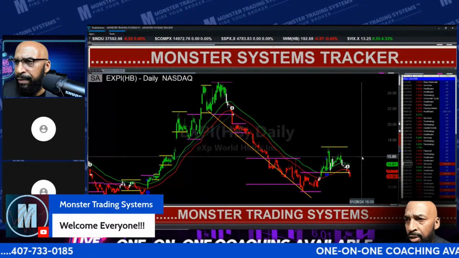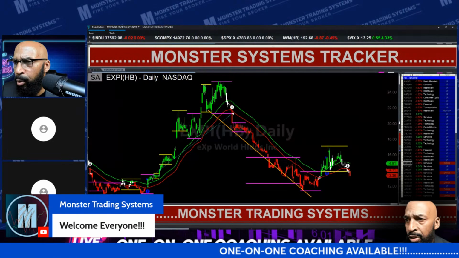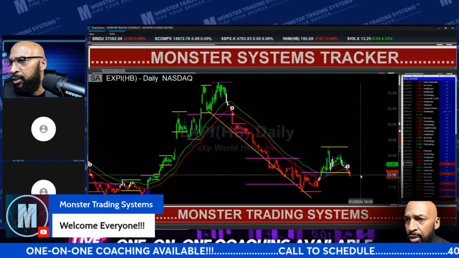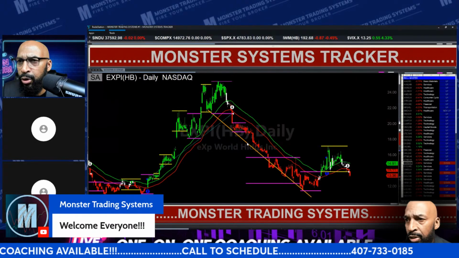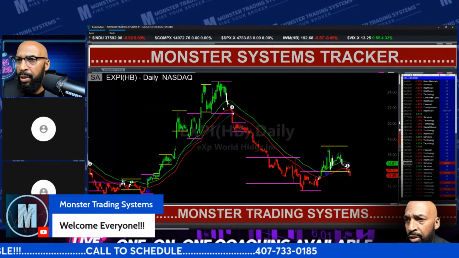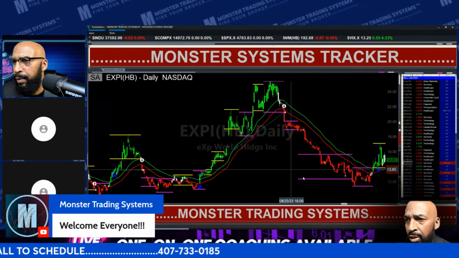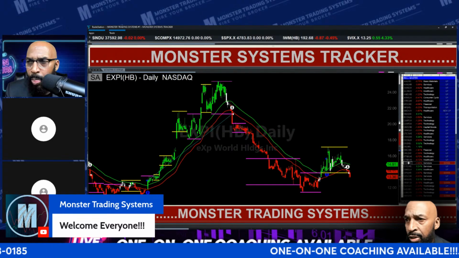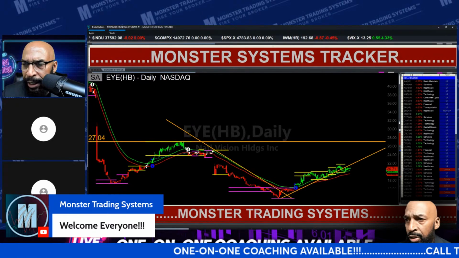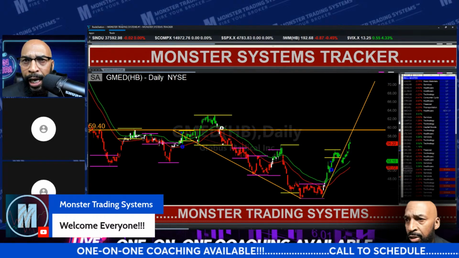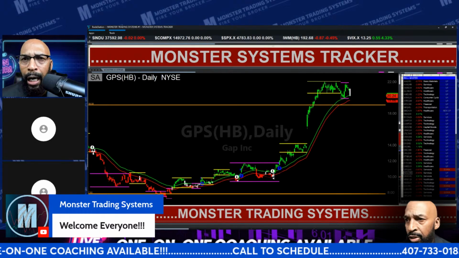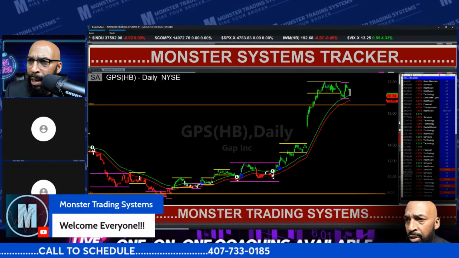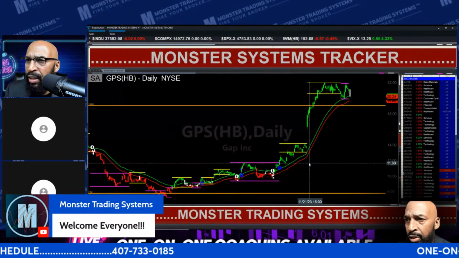Buy signal was at 1586. Broke support, red candle right here, close the trade at 1336. Remember, these red candles are sellers. EYE, holding. GMED, holding. GPS, holding.